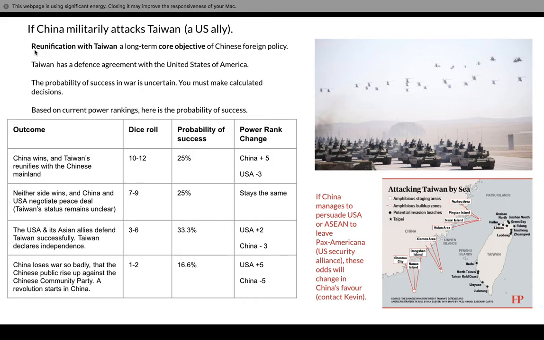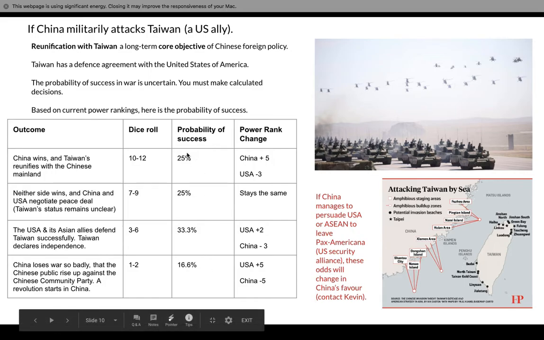Now, what is important for this is you have to remember that reunification with Taiwan is a long-term, absolutely core, important objective of Chinese foreign policy. Taiwan has a defense agreement with the US, and the probability of success in war is uncertain. You must make a calculated decision. If you, as China, decide to take control of Taiwan, which would be the ultimate victory, you need to look at the odds of success of winning.